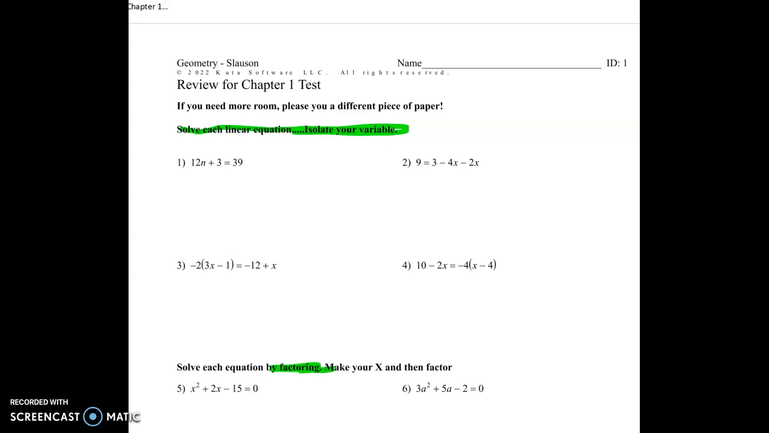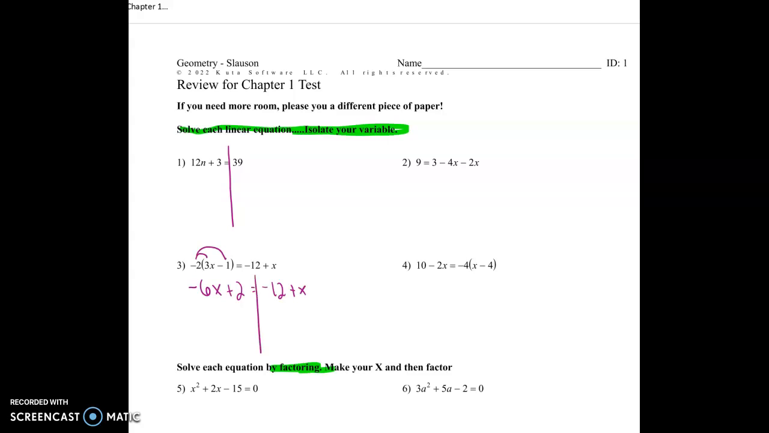So our goal on 1 through 4 is to isolate x, and our goal is to get all the problems to look like number 1. So let's take a look at number 3, for instance, and start solving. So first thing I'm going to do is distribute, because I don't want those parentheses there. I'm going to get negative 6x plus 2.